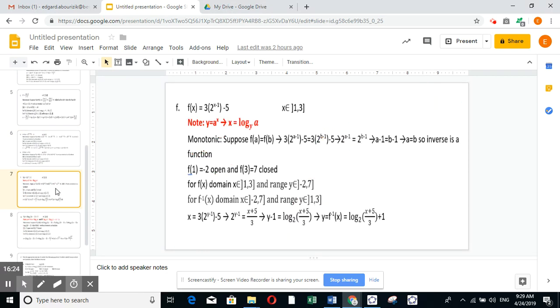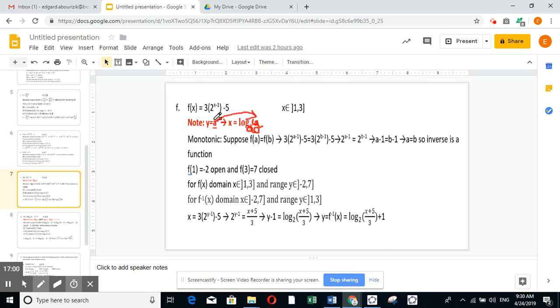Now for some exponential and logarithm. Note first of all, if y equals a to the power x, where a is a number and the variable is the power, and you want to find x, then x equals log base a of y. Sorry for this mistake. x equals log base a of the answer. So the number here is the base where you have the power, and the answer will be inside the log.